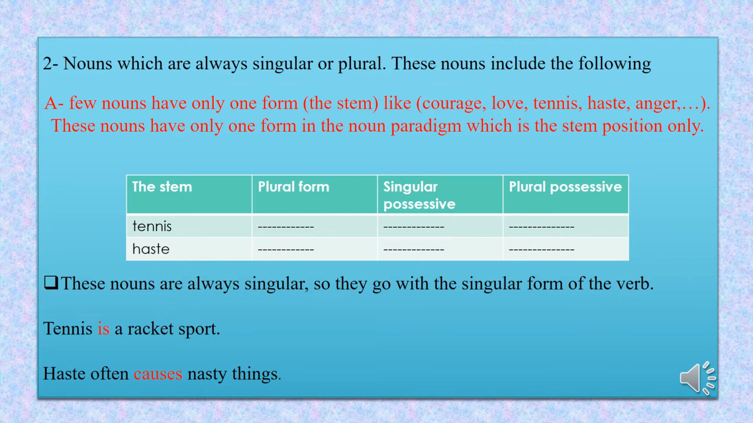For example, tennis is a racket sport. So notice the verb after tennis is is. Haste often causes nasty things. Haste is the subject. Causes is the verb. Notice that with causes we have S third because haste is singular. So these nouns are always singular and they take the singular form of the verb.